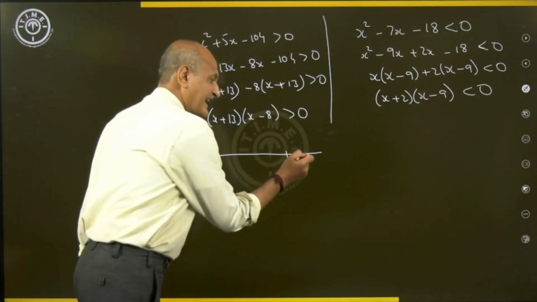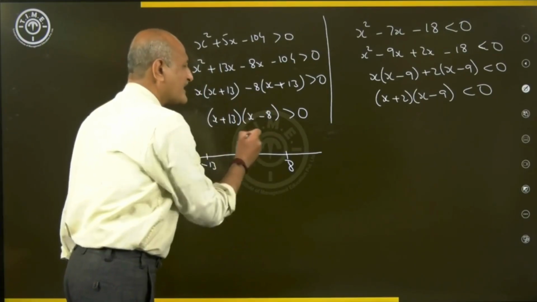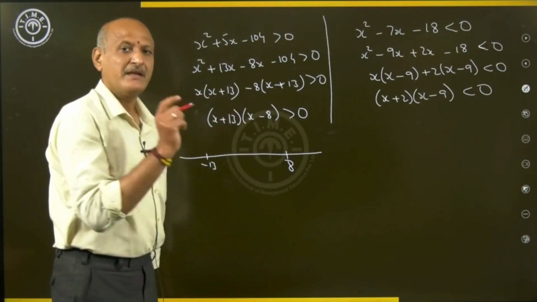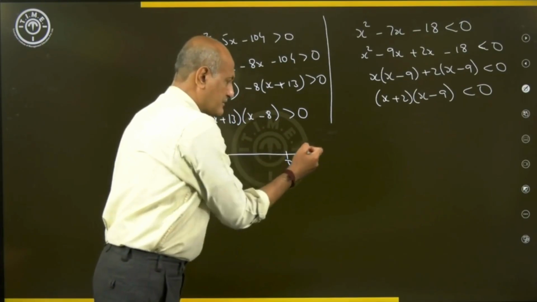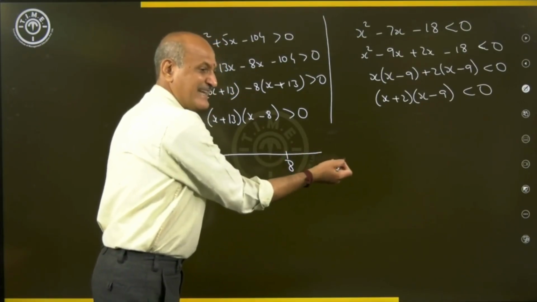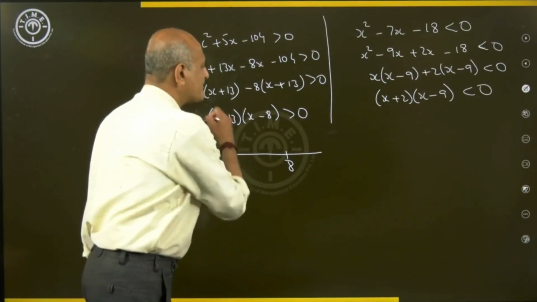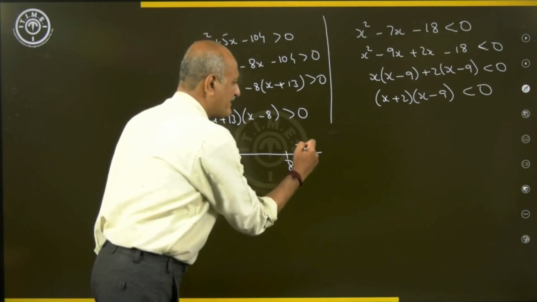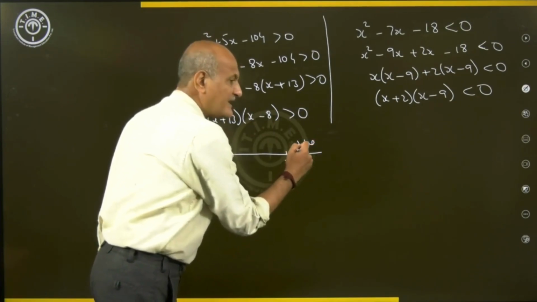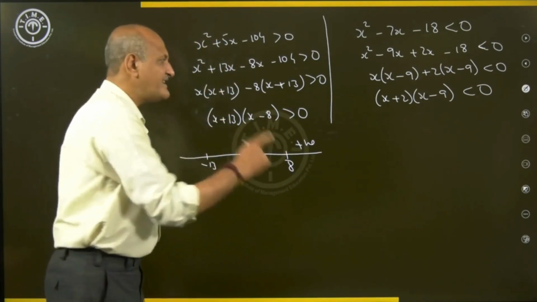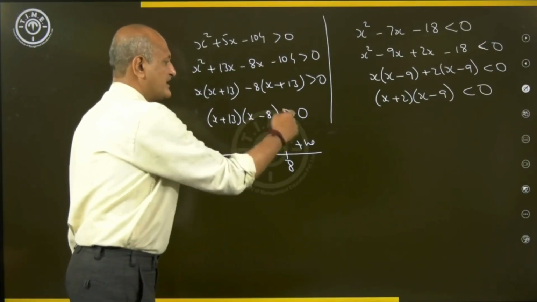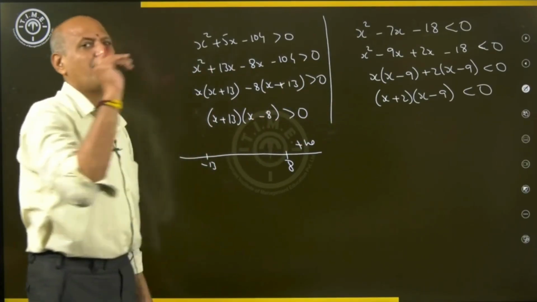For x equal to 10, you will see that the whole expression becomes positive. In the same manner, for any number greater than 8 here, the whole expression becomes positive. So let me write this: for all numbers greater than 8, the condition follows, that is, the expression becomes positive.